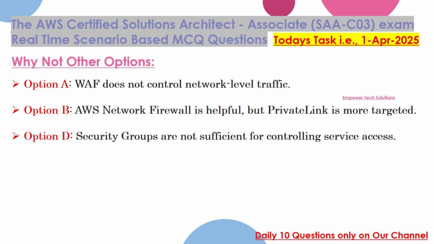Why not other options? Option A. WAF does not control network-level traffic. Option B. AWS Network Firewall is helpful, but Private Link is more targeted. Option D. Security groups are not sufficient for controlling service access.